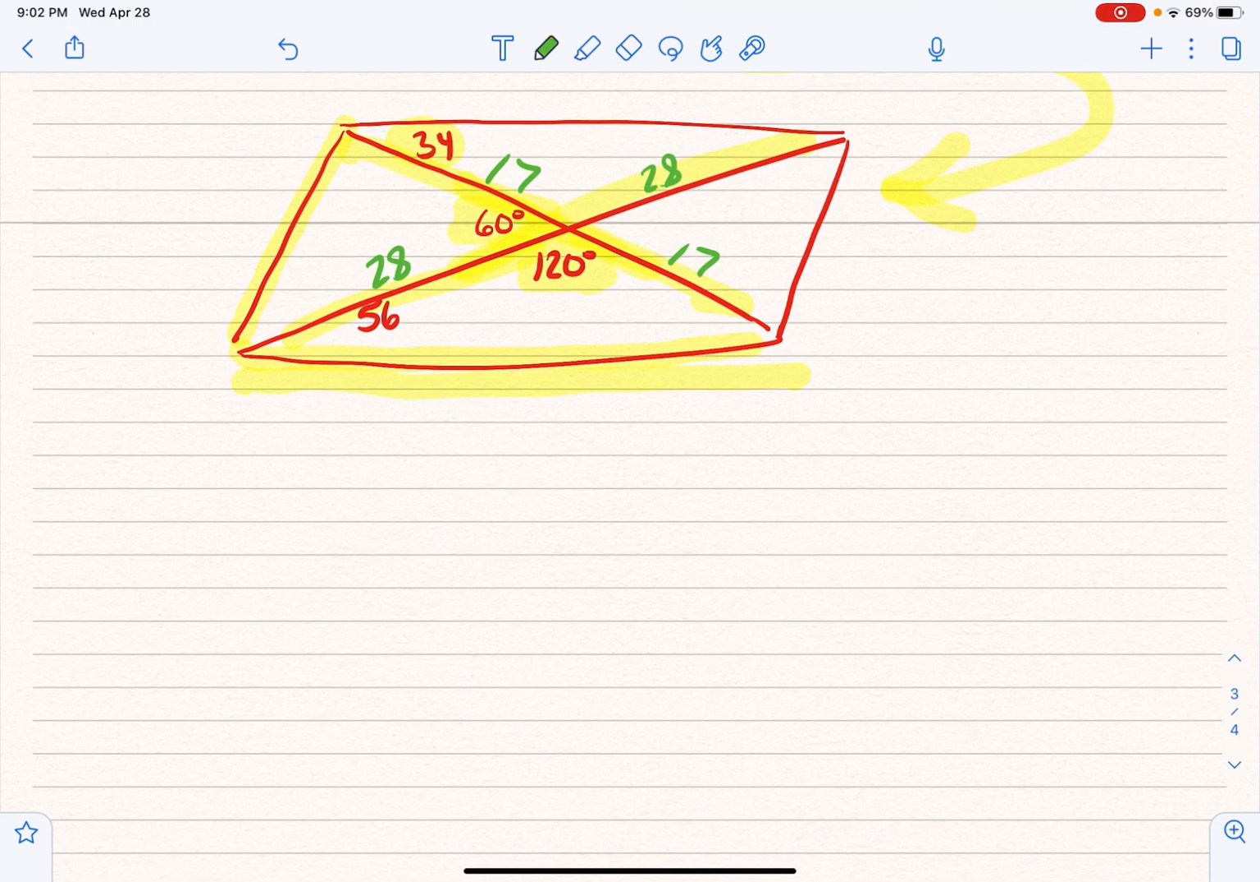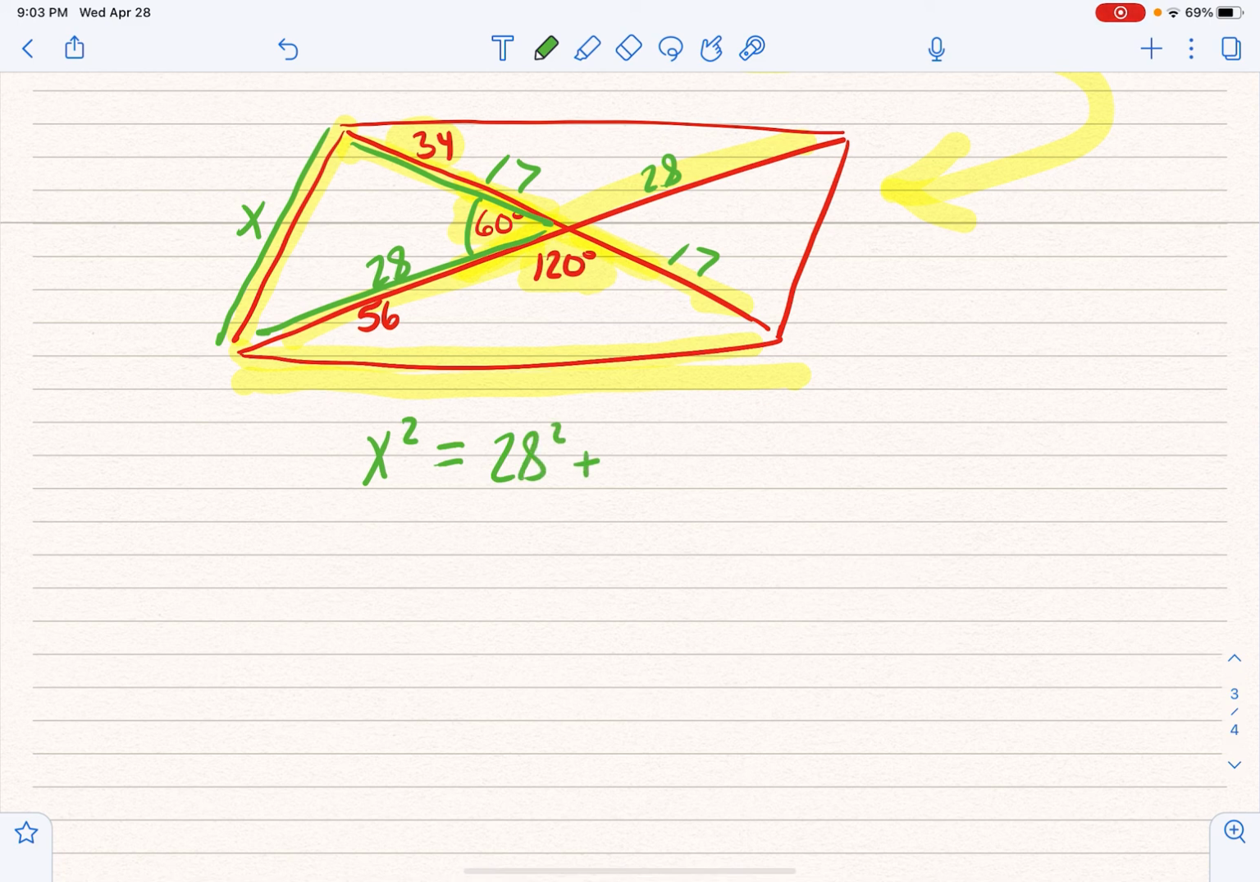I want to find the length of this side right here, so I'm going to call that x. Well, this is a perfect law of sines or law of cosines situation because I've got side, angle, side. So this is a perfect law of cosines situation where I could say x squared is equal to 28 squared plus, not 34, I started to write the wrong number, 17 squared minus 2 times 28 times 17 times the cosine of 60 degrees.